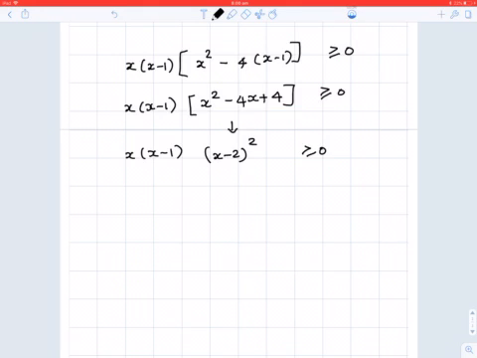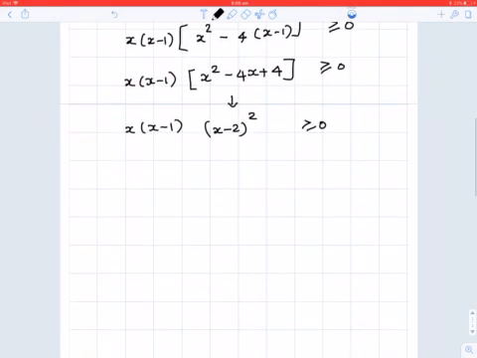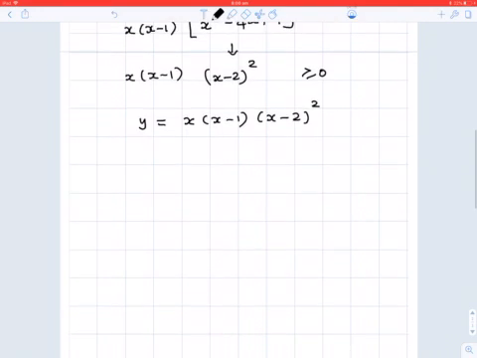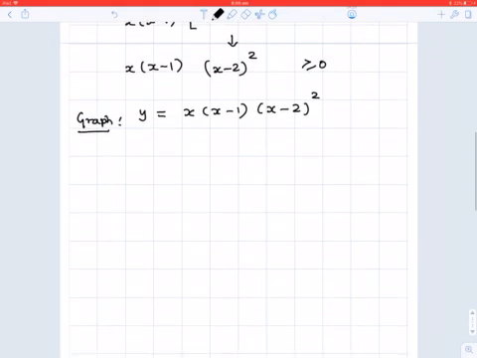Now, questions like that are hard to solve. If it is equal to 0, the answer is so simple, but because it is more than or equal to 0, it is so hard to decide. You have to test so many regions. If it is me, I prefer to draw the graph of y equal to x bracket x minus 1 bracket x minus 2 the whole square. I like to draw the graph first. From there, it is easy to decide the answer for the question.